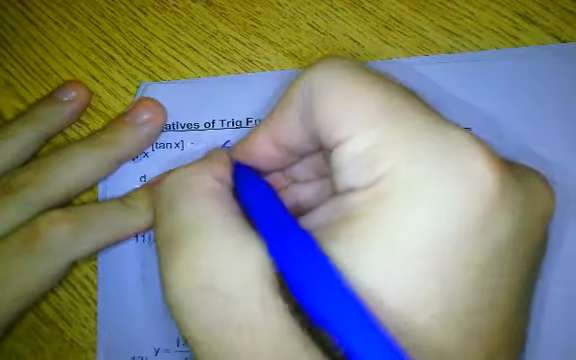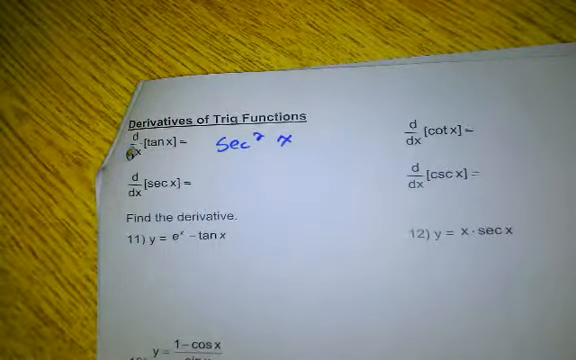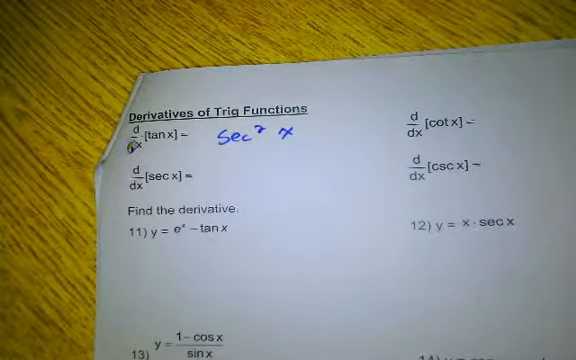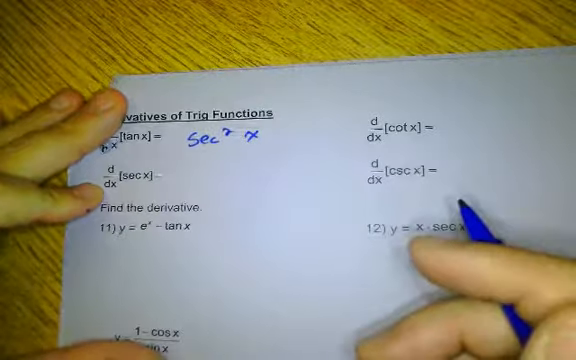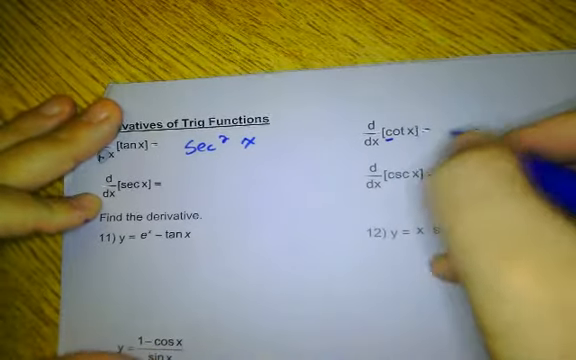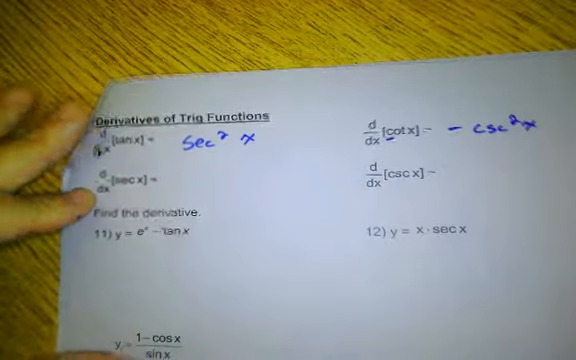Tangent is secant squared of x. This better be right because if it's not, I have to erase the entire video. You're like, oh, he's joking. I'm not joking. I'm 95% confident in these. Cotangent, anytime there's a c in front, it's always negative, by the way. Because cosine, negative. Cotangent, negative. It's negative cosecant squared of x.